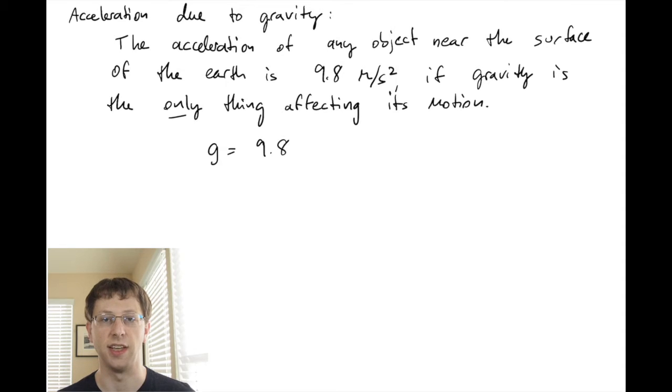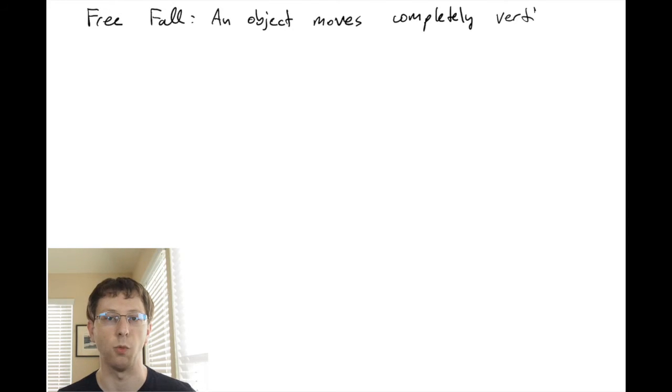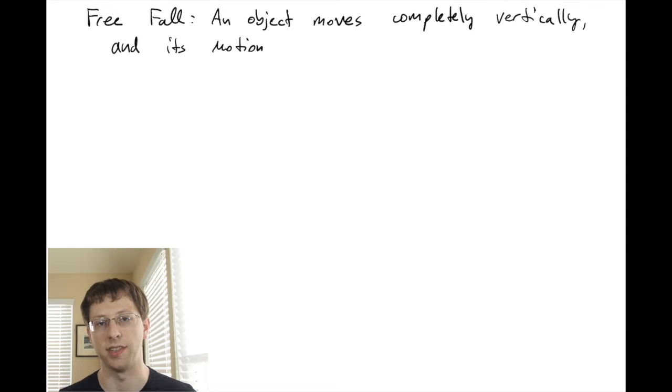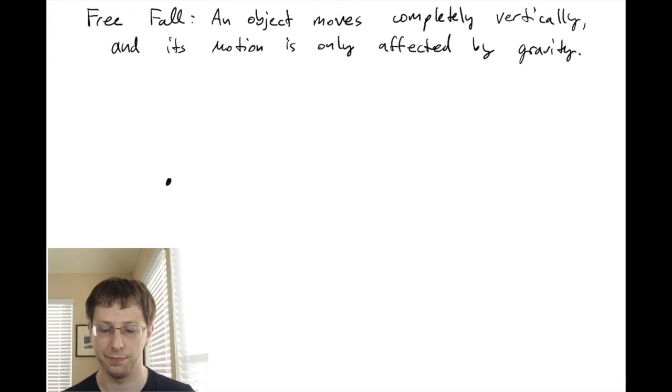Lowercase g is the acceleration due to gravity, and it's always in the downward direction, right? Because gravity always pulls down. So there are certain problems that we can solve using that fact in one dimension, and those problems are called free fall, where free fall just means that the object is only moving in one dimension, that's up and down in this case, and it's only being affected by gravity. Nothing else is affecting its motion, it's not being pulled or pushed on by anything, and there's no air resistance.